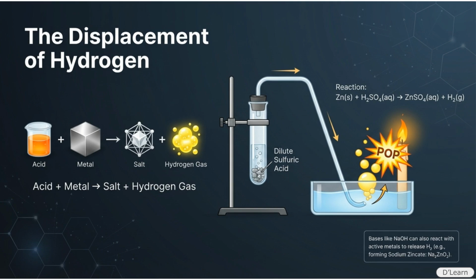Acids react with active metals to form salt and hydrogen gas, a reaction known as the displacement of hydrogen. For instance, zinc reacting with sulfuric acid yields zinc sulfate and hydrogen gas, which creates a "pop" sound when ignited.